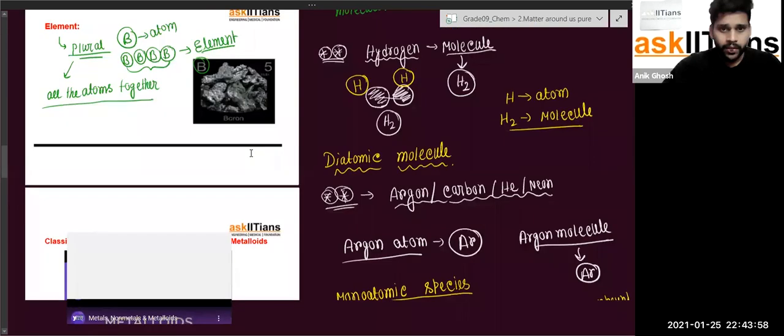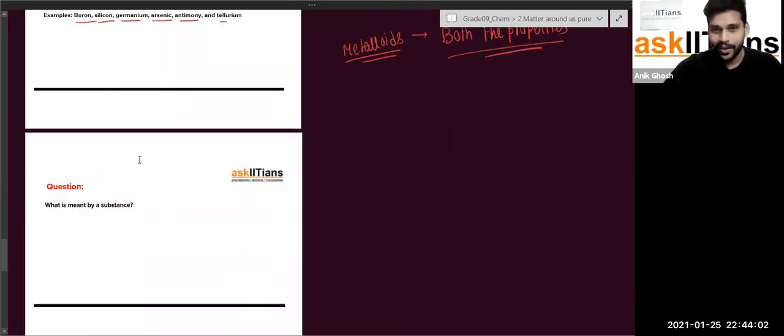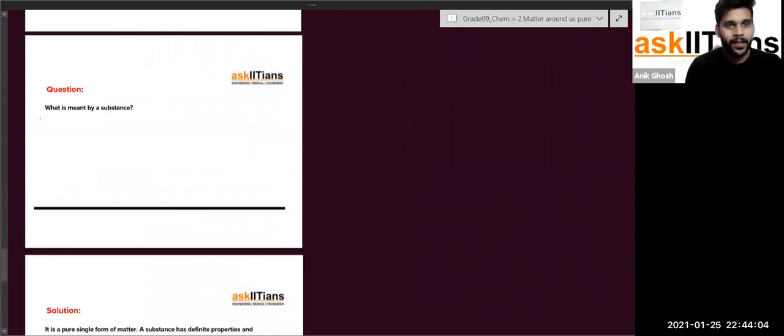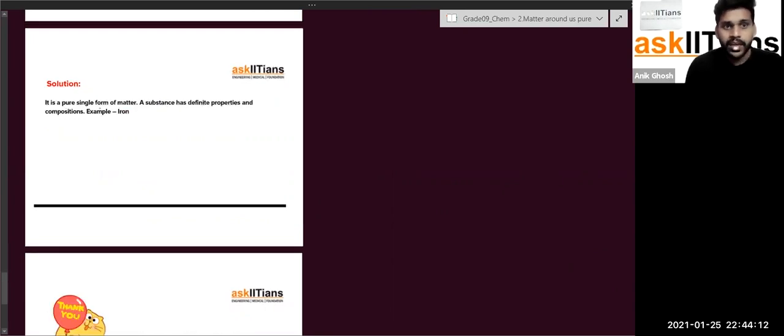Okay. So I guess that's it for today. We are just going to go through some of the questions and we are done for today. So what is meant by a substance? Okay, let's see. It is a pure single form of matter. A substance has a definite property and composition. Example is iron.